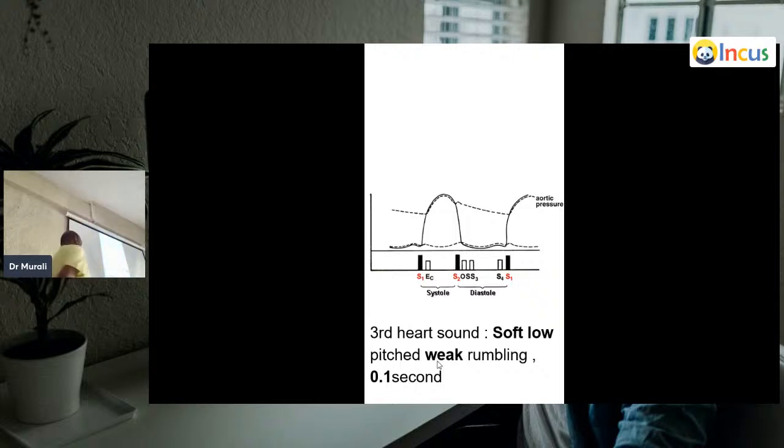S3 is a soft, low-pitched sound with a high amplitude. Do I want to use a diaphragm or a bell? What do you want to use? Bell. Very good. For first and second heart sounds, use the diaphragm. For third and fourth, use the bell. That is what you need to remember.